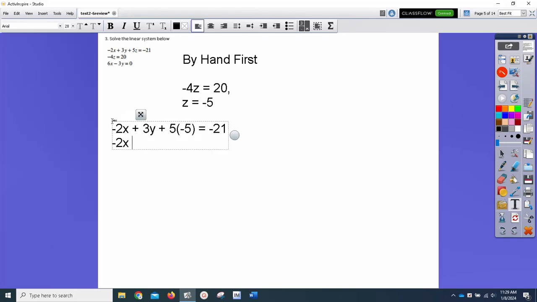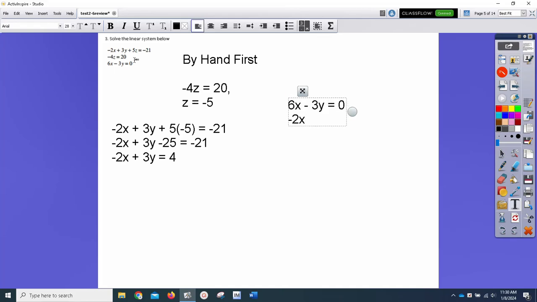And I'll have negative 2x plus 3y minus 25 equals negative 21. And I'm going to add 25 to both sides, and I'll get 4. So let's see what we got here. We have a line, I'm looking at equation 3 right here. It says 6x minus 3y equals 0. And I have this equation that I just derived a little bit. Negative 2x plus 3y equals 4.